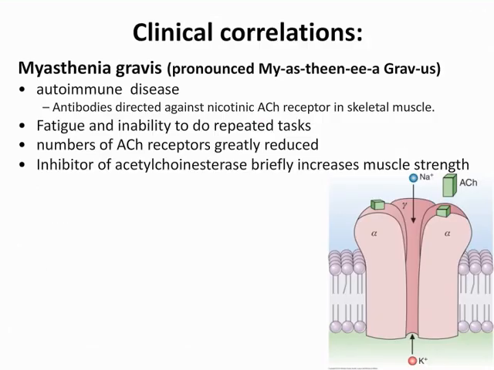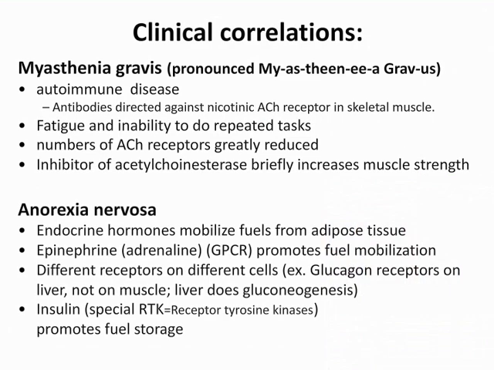Here we have another clinical correlation. It's a learning objective to know the receptors and enzymes involved in both of the diseases. The first one is myasthenia gravis. It's an autoimmune disease, which means your antibodies attack your own body. In this case, they specifically attack your acetylcholine receptors on the muscle. Remember, acetylcholine has to bind to acetylcholine receptors in order to trigger contraction of your muscle. If antibodies are attacking your acetylcholine receptors, then there are fewer receptors for acetylcholine to bind to. That's going to cause fatigue and inability to do repeated tasks. The number of acetylcholine receptors is greatly reduced because your antibodies are attacking them.